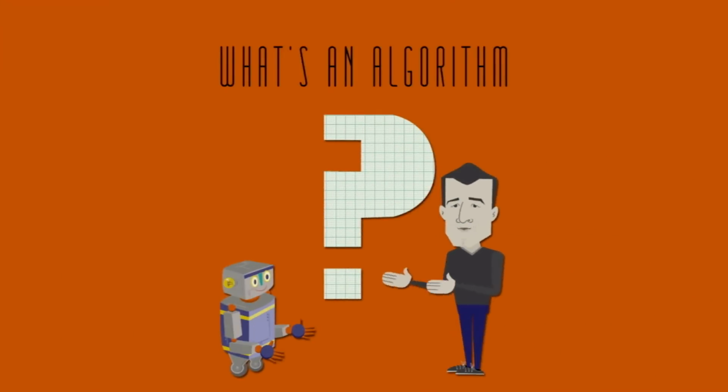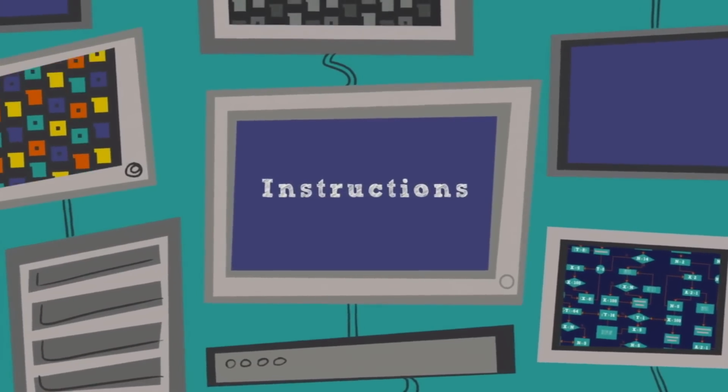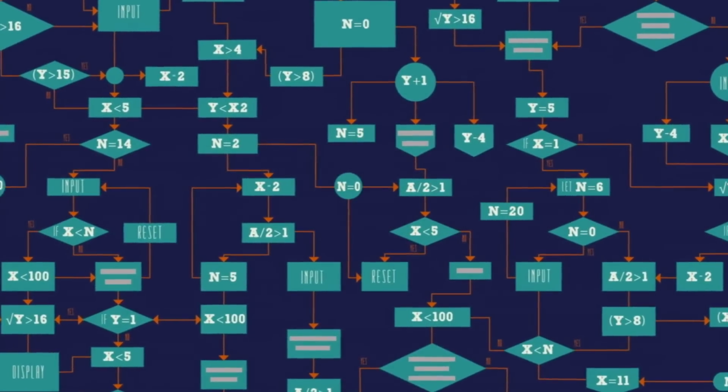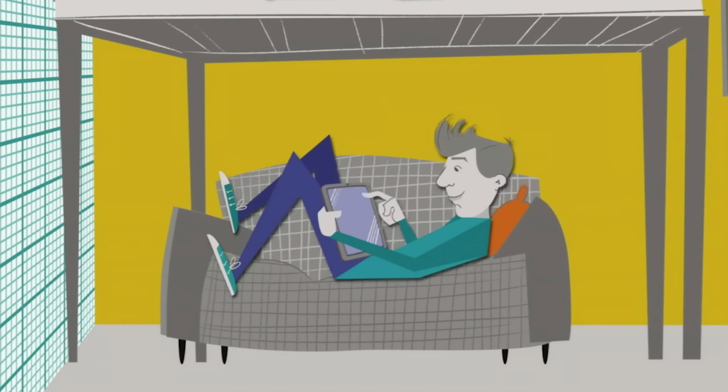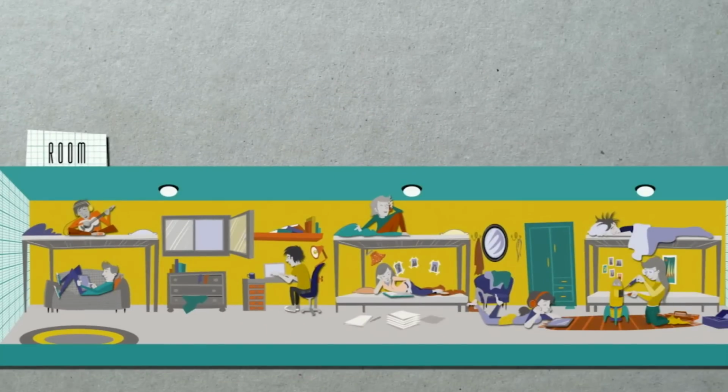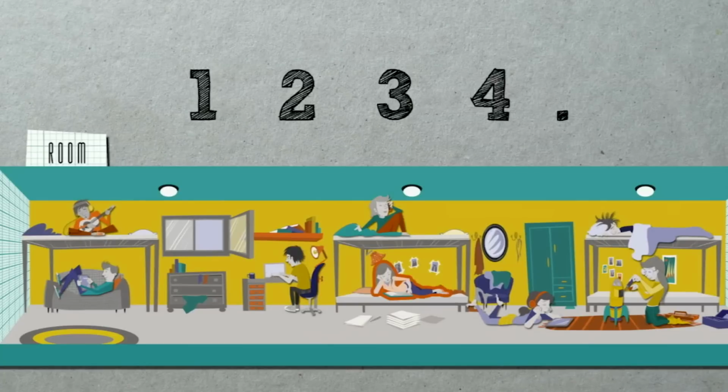What's an algorithm? In computer science, an algorithm is a set of instructions for solving some problem, step by step. Typically, algorithms are executed by computers, but we humans have algorithms as well. For instance, how would you go about counting the number of people in a room? Well, if you're like me, you'd probably point at each person, one at a time, and count up from zero. One, two, three, four, and so forth.